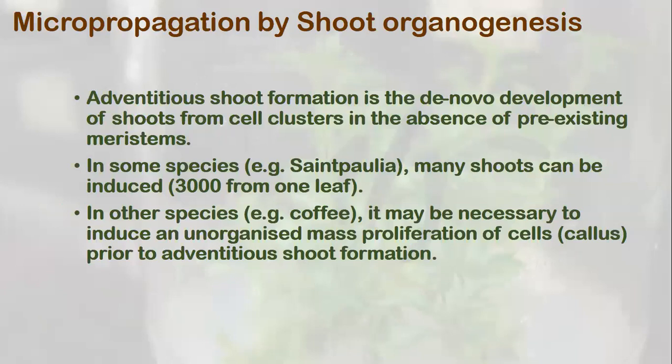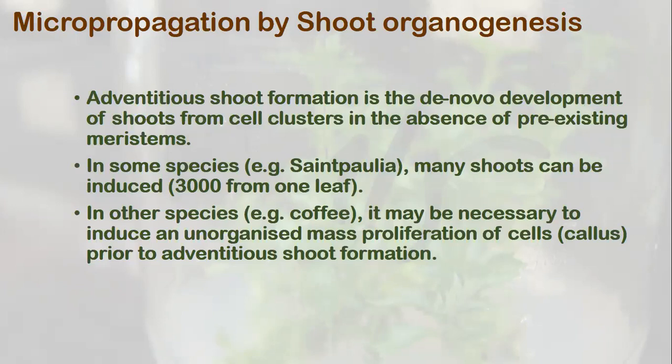Now, micropropagation by shoot organogenesis. I told you in the previous lecture that shoot organogenesis can also be used for micropropagation. The adventitious shoot formation, that is new shoot formation, is the de novo development of shoot from cell clusters in the absence of pre-existing meristems. So in those places where there are no pre-existing meristems, such as leaf, internode, petal, sepal, root, we can develop shoot there. This is called shoot organogenesis.